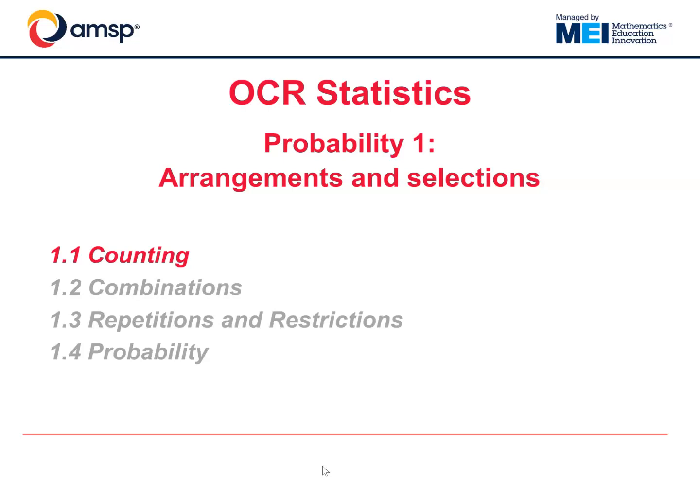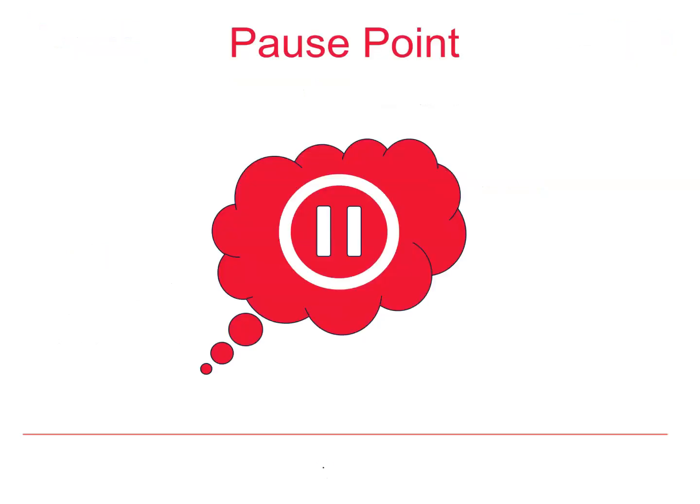Hello, this is OCR Further Statistics. We're in Probability Section 1, Arrangements and Selections, and the first video on counting. There are several points where it's a good idea to stop and work some things out for yourself. Whenever you see this symbol, pause the video and try to answer the question before continuing to watch.